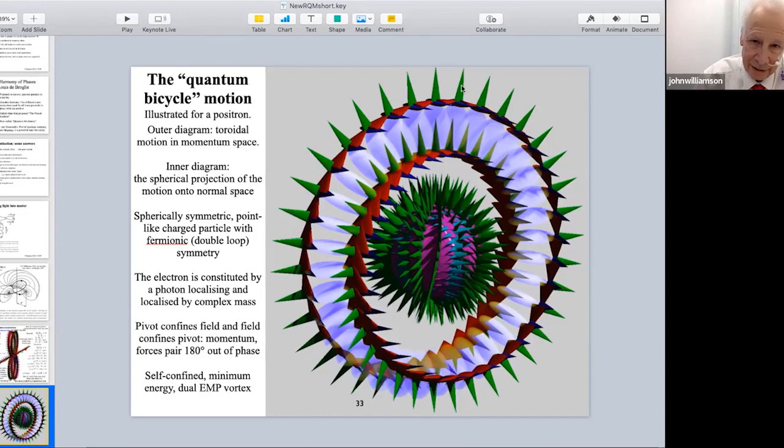So the outer diagram here is the toroidal thing in field momentum space, and the inner diagram is the projection onto normal space, spherical motion onto normal space. One ends up with a spherically symmetric point-like, very small charged particle with a fermionic double loop symmetry. Now, why is it point-like?